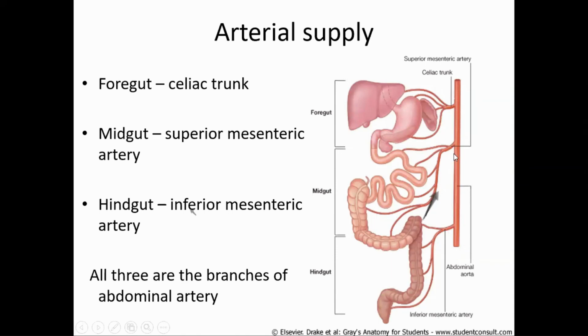So what are the junctions of the foregut, midgut and hindgut? The junction of the foregut and midgut is the major duodenal papilla, which is present in the second part of the duodenum. The junction of the midgut and hindgut is the junction of the right 2/3 and the left 1/3 of the transverse colon.